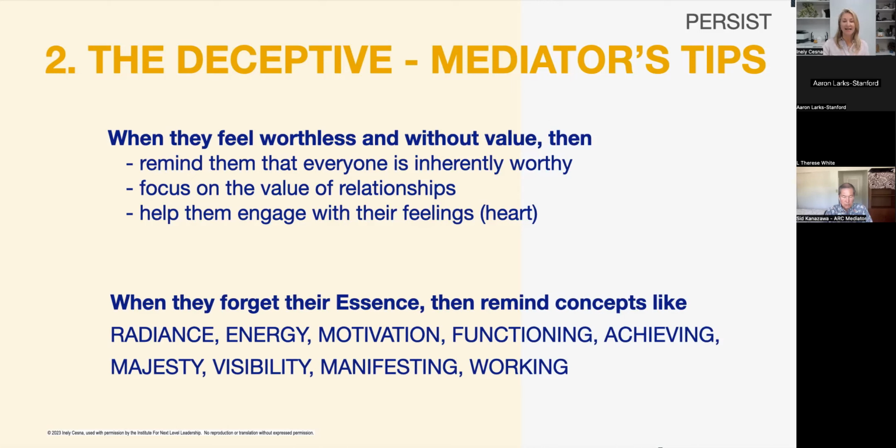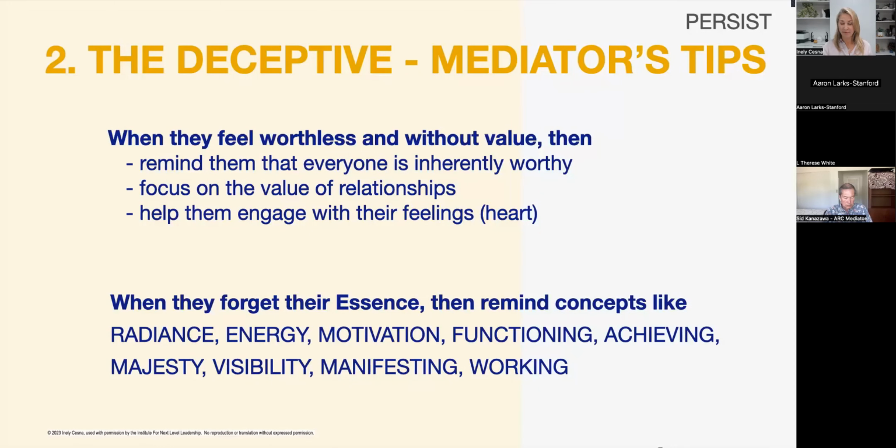The essence that lies here is, like I said, like the glory of God, an essence of radiance and energy and motivation and achievement. There's a majesty to it and a visibility. It's like the sun, there's a beautiful part of it that we can encourage without getting out of balance and into a conflict. So that's what we want to persist.